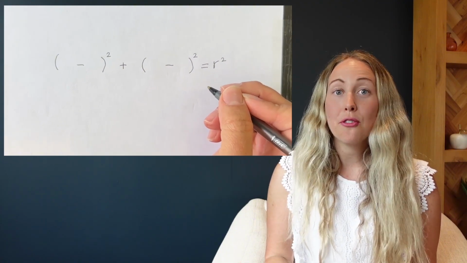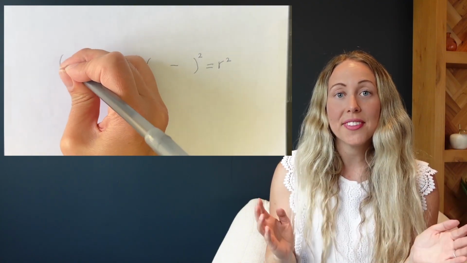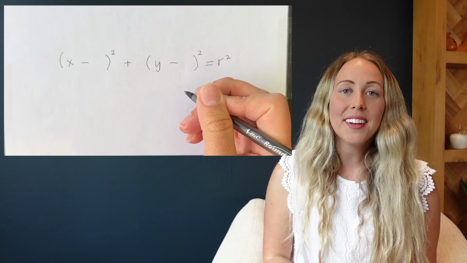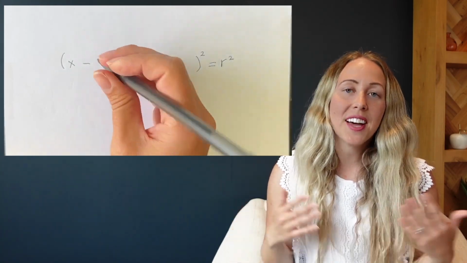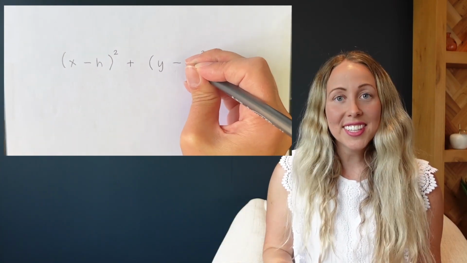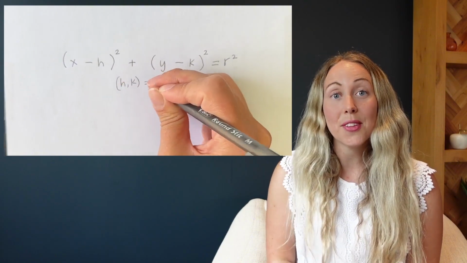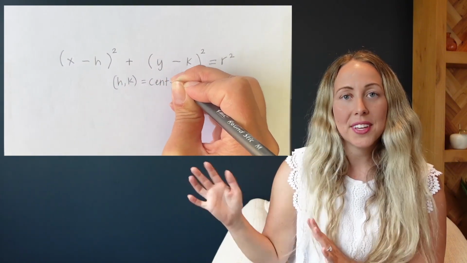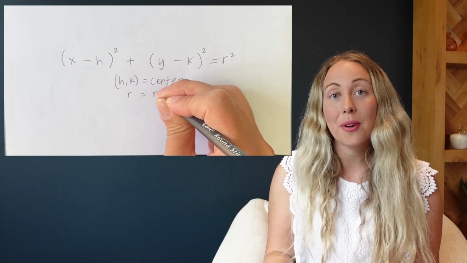And then you remember that the first variables inside each set of parentheses are x and y, and then you have h and k, which is how I remember it by Hello Kitty. H and k are the coordinates of the center of the circle, and the whole thing is equal to r squared, where r stands for the radius of the circle.